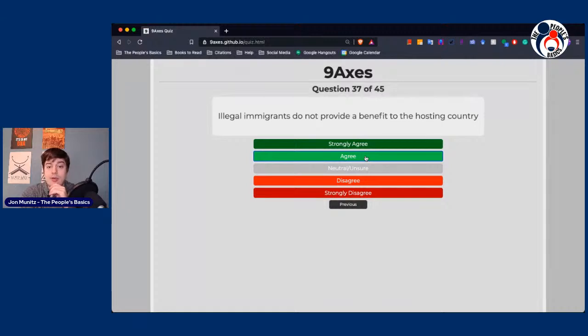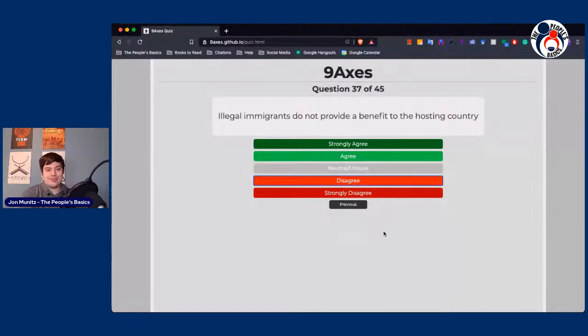Illegal immigrants do not provide a benefit to the hosting country. I mean, they do provide benefits. The question is whether or not it's net benefits. I'm going to disagree. I am not pro illegal immigration, but yeah, they do provide benefits because a lot of it is just legal workers who stayed here longer than their visa.